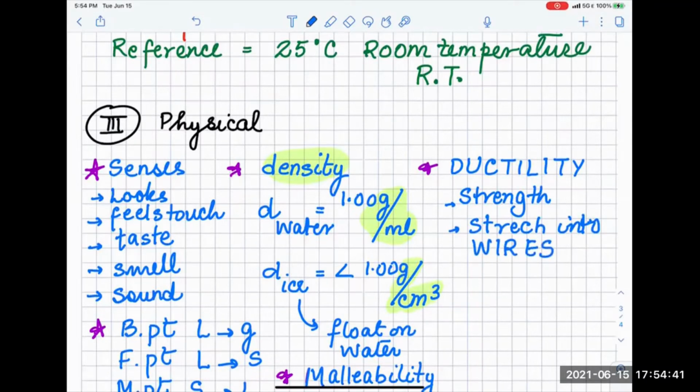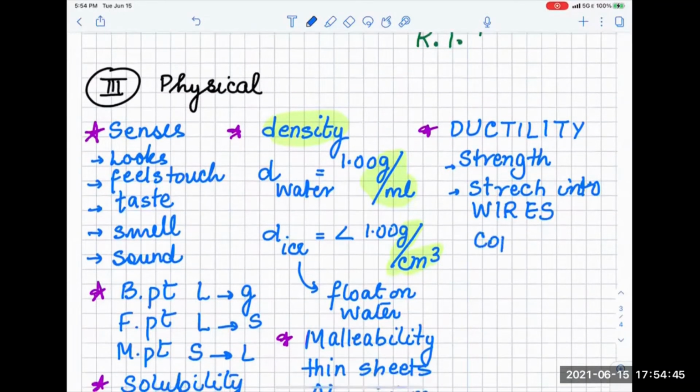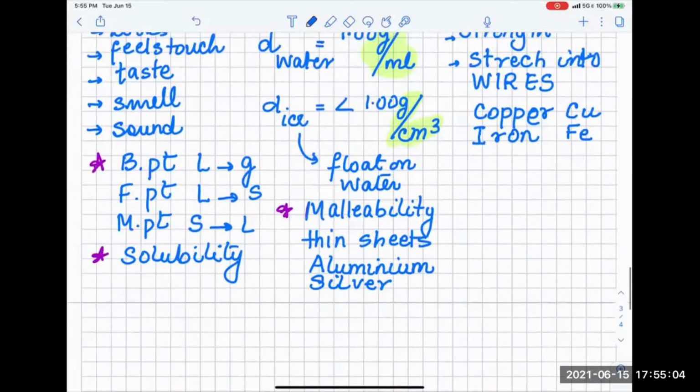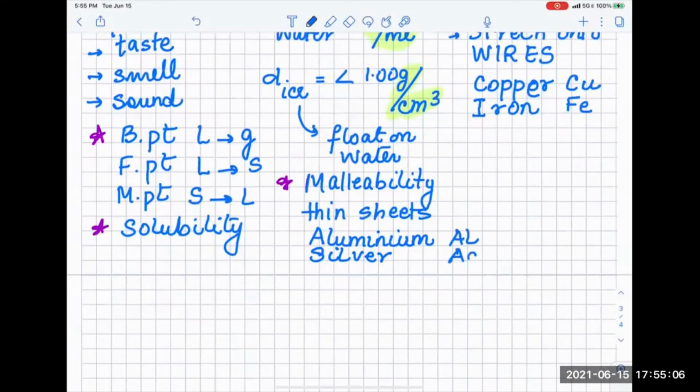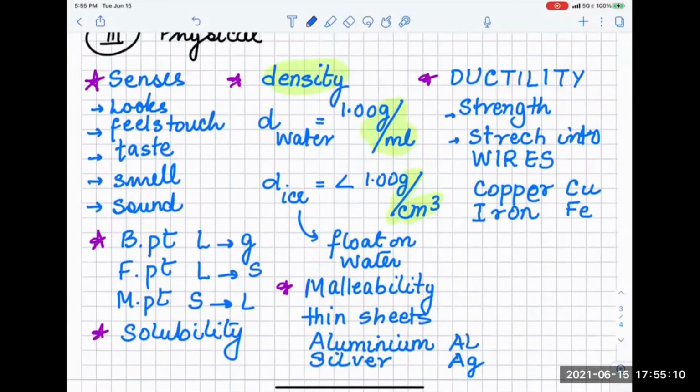So here, for example, copper. Copper can be made into wires. Like iron, iron rods, we see them, right? Now, I'm going to also put here the symbols. This is the symbol for copper. This is the symbol for iron, okay? Aluminum is AL, and the symbol for silver is AG. And we'll talk about the symbols in a minute. Okay, so that's one thing.